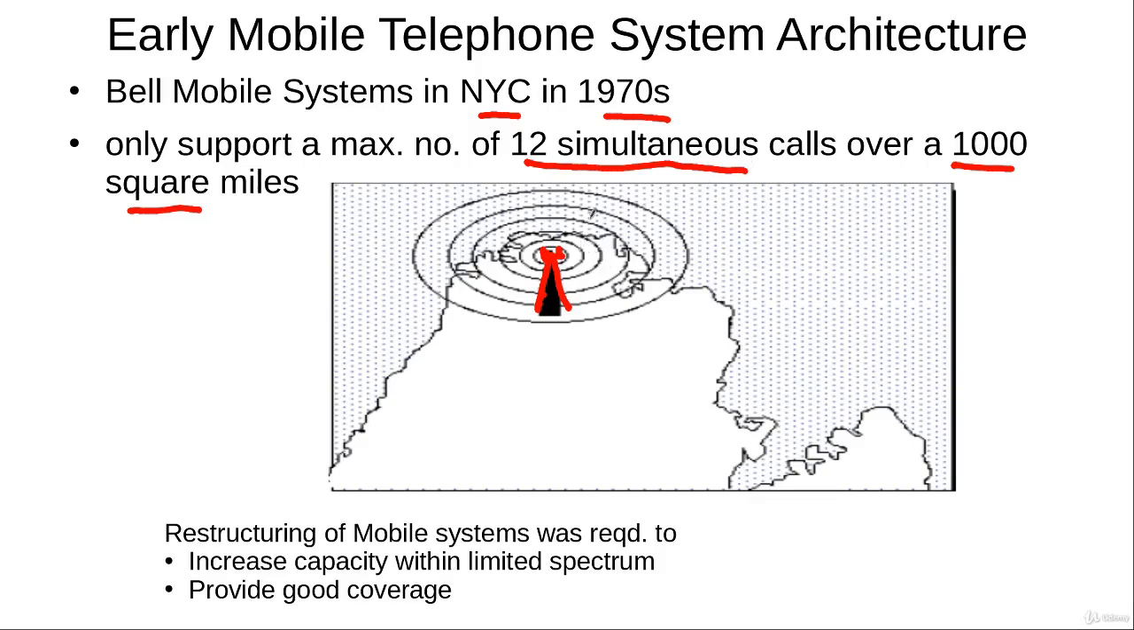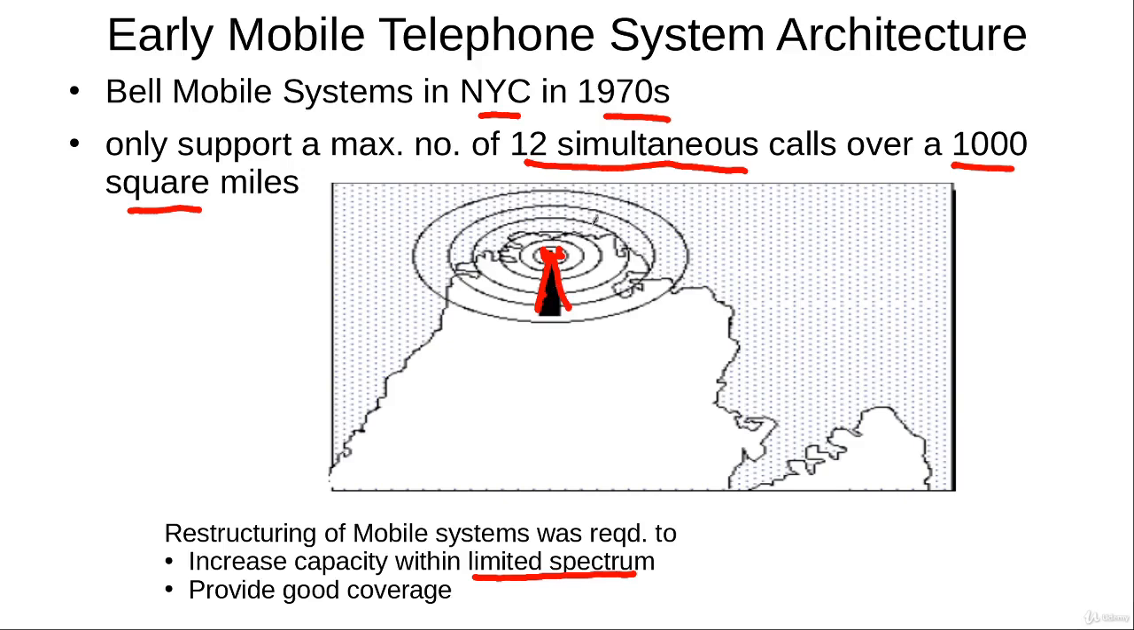Obviously, we can see that this capacity of 12 simultaneous calls, or in other words, serving 12 mobile users at a time, is very limited. So we needed to increase the capacity of this system. And we know that the frequencies available for mobile communication systems are limited. So despite the limited spectrum of these frequencies, we needed to increase the capacity of this mobile system so that it can support more and more users.